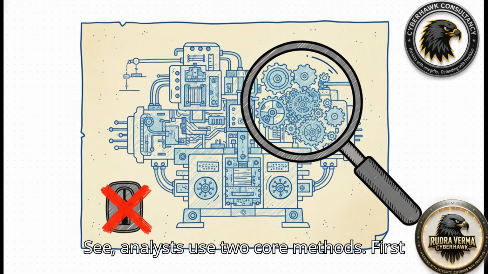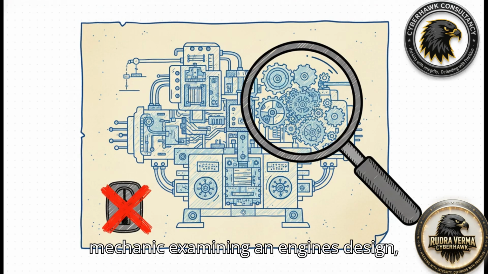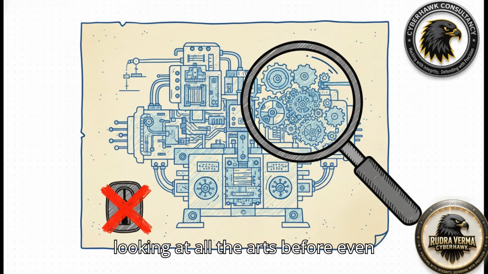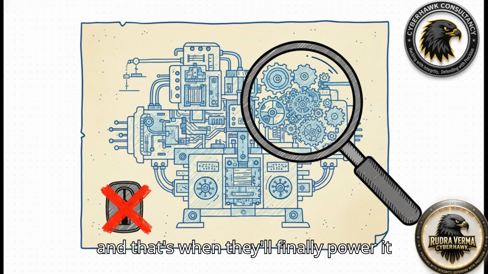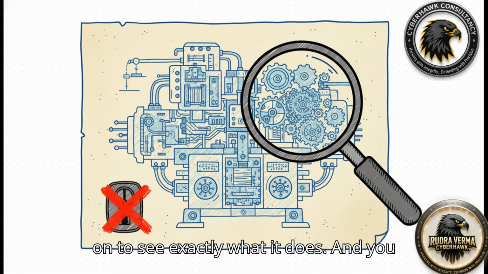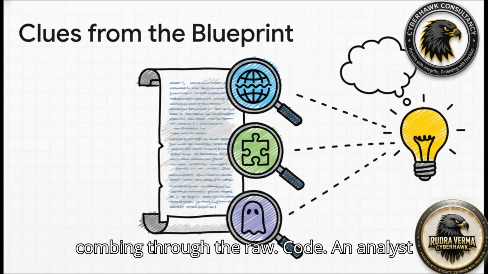See, analysts use two core methods. First up is static analysis. That's like a mechanic examining an engine's design, looking at all the parts before even thinking about turning the key. Later, they'll do what's called dynamic analysis, and that's when they'll finally power it on to see exactly what it does. And you would be amazed what you can find just by combing through the raw code.